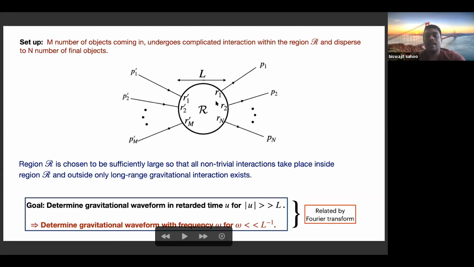So this is our goal, and the region R we will choose such that all the complicated strong forces or interactions are happening inside region R, and outside only the long range gravitational force is present. For a special case, say a black hole merger problem, we can choose the time after which the kinetic energy is greater than the potential energy. That sets the scale, when we can consider the interaction strength to be small, and that can set up the length scale L.